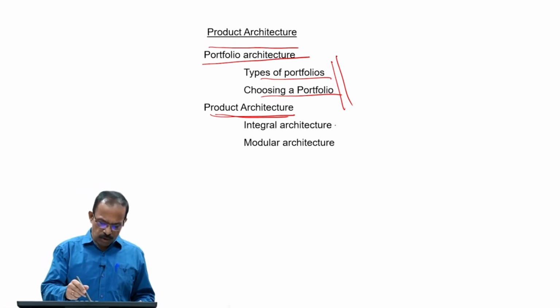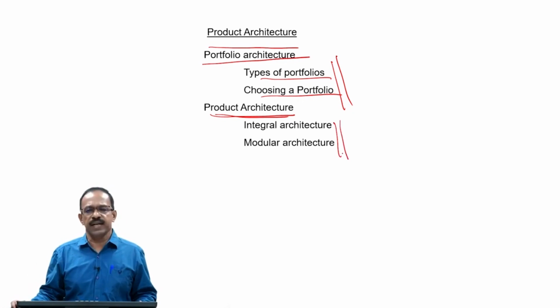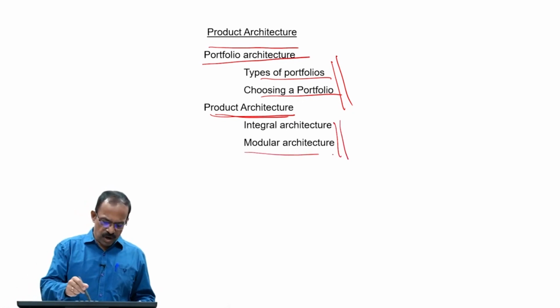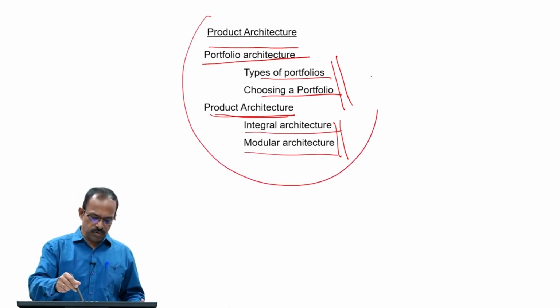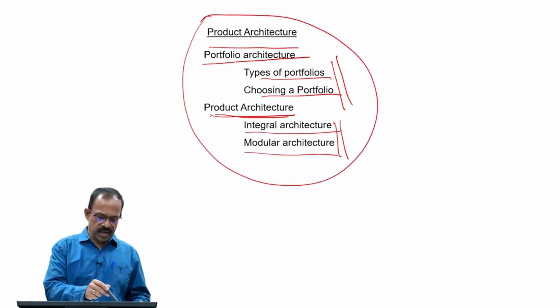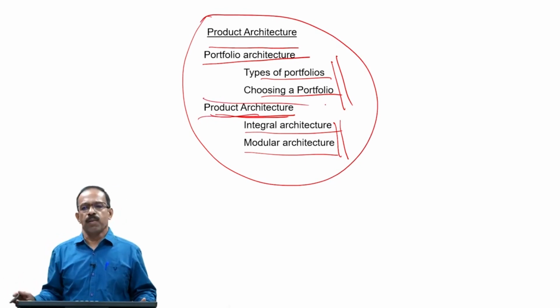And in this one we will talk about two architectures. One is known as the integral architecture, the other one is the modular architecture. So, this is going to be the discussion: how do you decide the portfolio, and then how do you decide the individual architecture of a product.